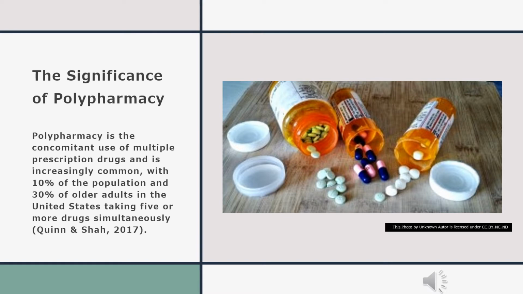Being on too many medications increases the risk for drug interactions and adverse drug effects. And it's also a problem with patient adherence. Patients have a hard time being on that many medicines and being able to keep track of that. It gets a little confusing. And polypharmacy is also considered when a patient is on inappropriate medications. So 30% of the older adults in the United States take 5 or more drugs simultaneously.